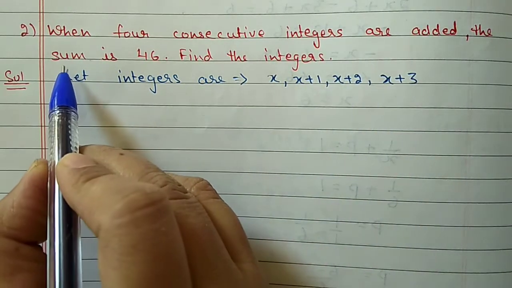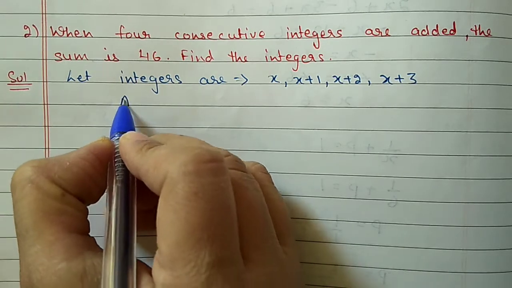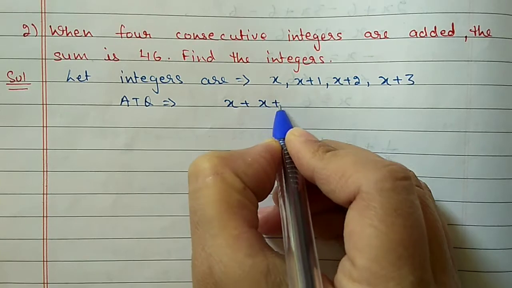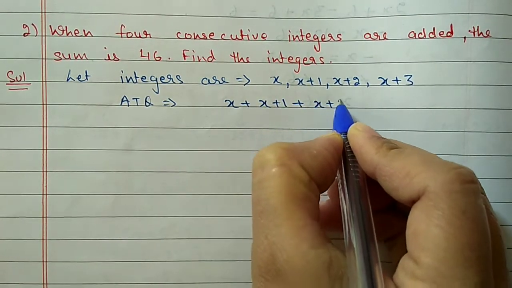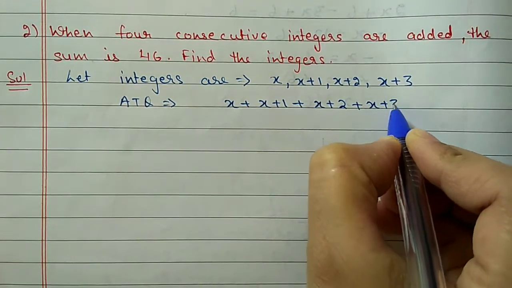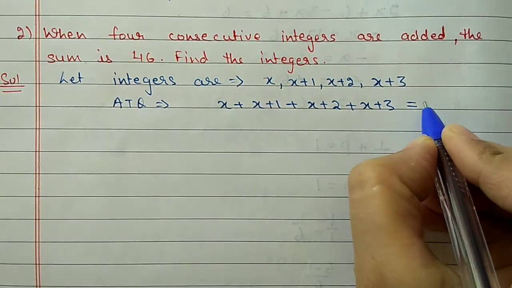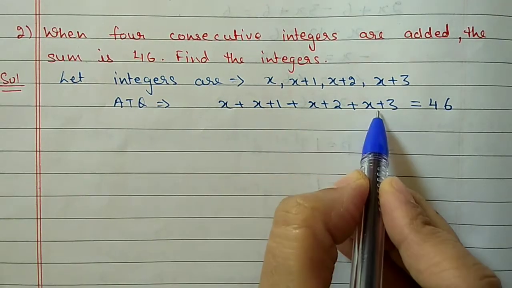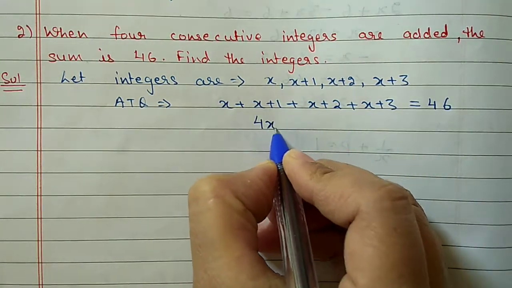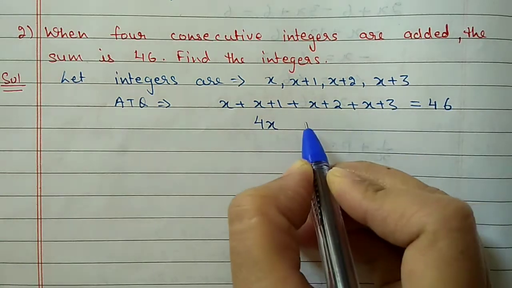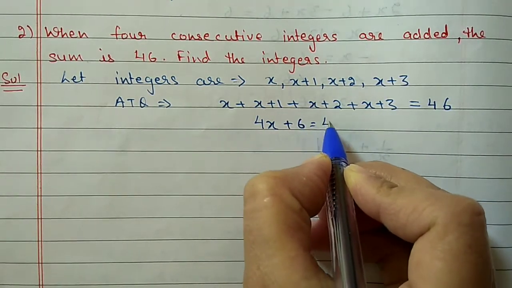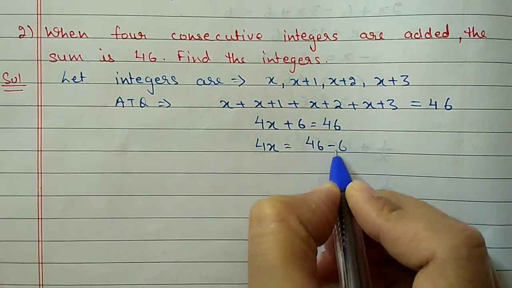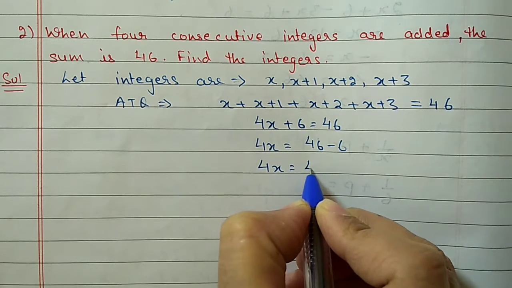Now according to the question their sum is 46. So according to the question, x plus x plus 1 plus x plus 2 plus x plus 3, all 4 we will add, then the answer is 46. Now we can simplify this. 4 times x means it will become 4x. 1 plus 2, 3. 3 plus 3, 6. Equal to 46. So 4x is equal to 46 minus 6. We will get 4x equal to 40.